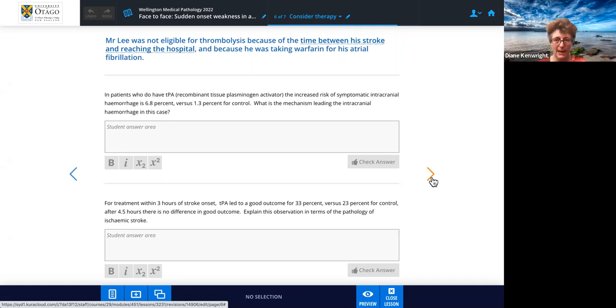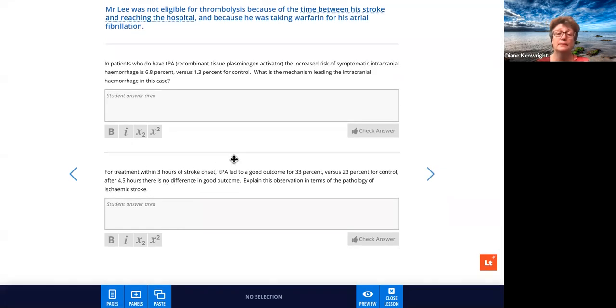And the risk of thrombolysis is that he will get a bleed into his stroke. So if it was an embolic or thrombotic stroke and we removed the thrombus or embolus by dissolving it, then there's a possibility he might get a bleed. So that is increased from 1.3% to 6.8%. Yeah. So TPA is the thing that we use, tissue plasminogen activator, to get rid of the thrombus, and it increases the amount of people who have good outcomes after stroke. And they've explained this in terms of the pathology of the ischemic stroke.